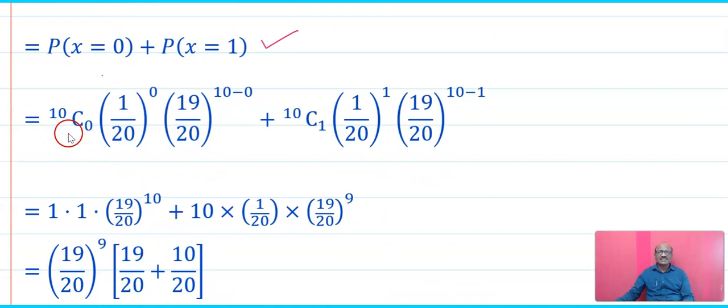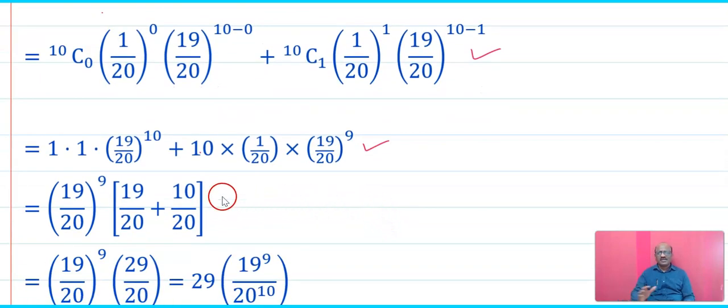Therefore, here 10C0, (1/20)^0 (19/20)^(10-0) plus 10C1 (1/20)^1 into (19/20)^(10-1). Okay, and here 10C0 is 1, this is 1, (19/20)^1 plus 10C1, this is 10, 1/20 into (19/20)^9. And again, if we simplify, here's the simplified figure: (19/20)^10, (19/20)^9.